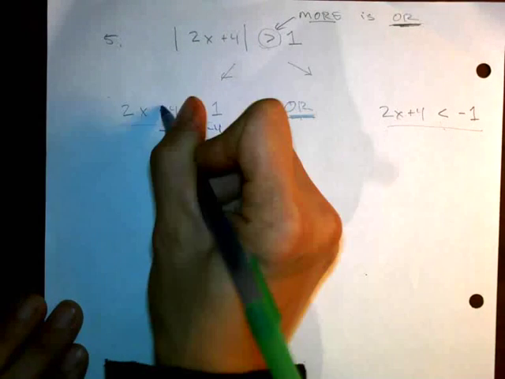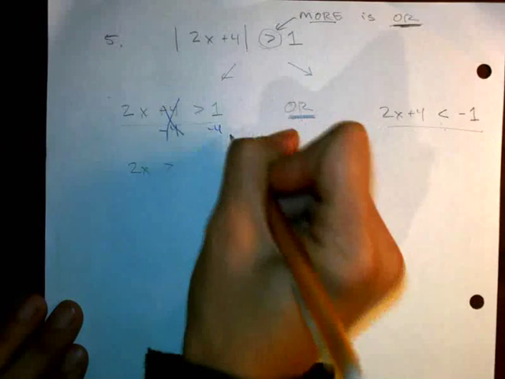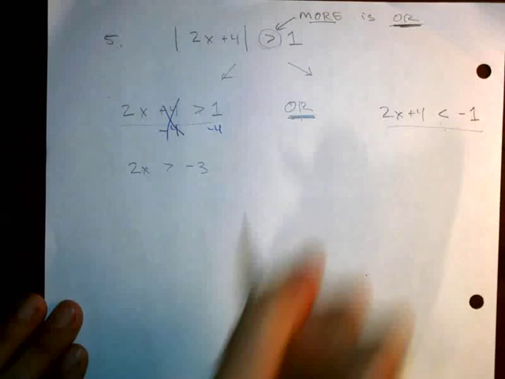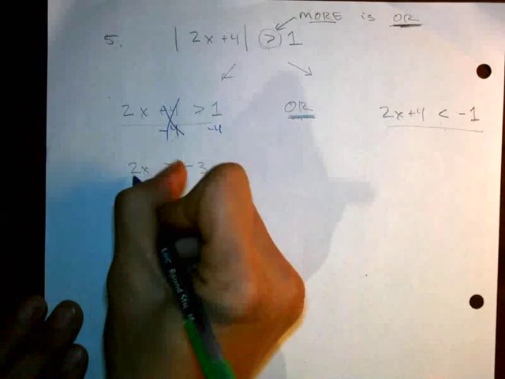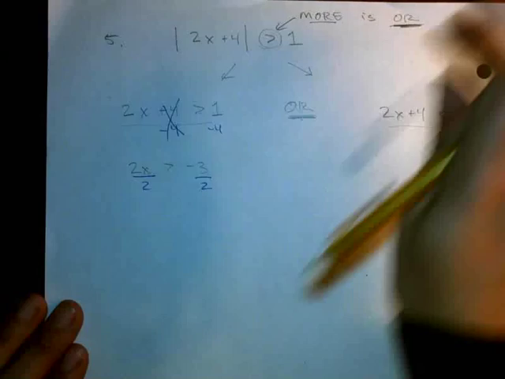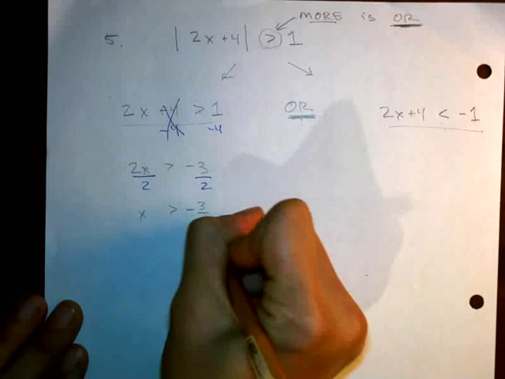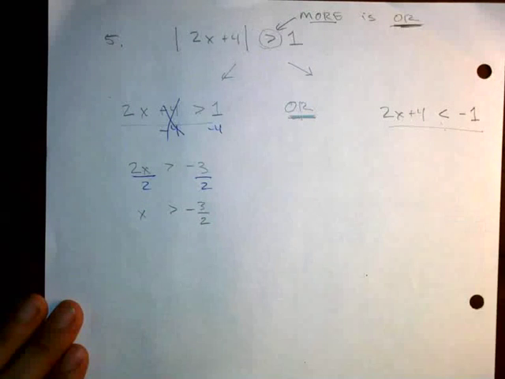So I'll start on the left. I'm going to solve for x, so I'll subtract 4 on both sides. That'll get rid of my 4's, and I have 2x is greater than 1 minus 4. That's negative 3. Now divide both sides by 2, and I have that x is greater than negative 3 halves.